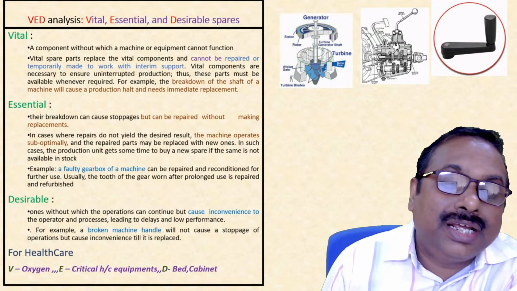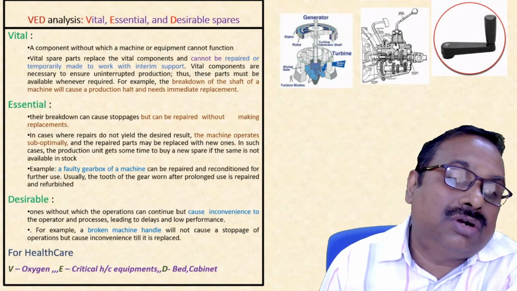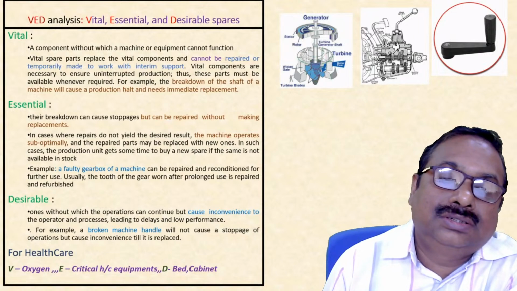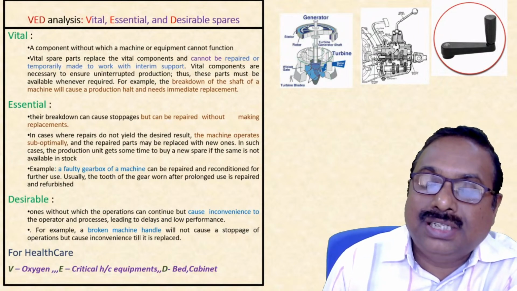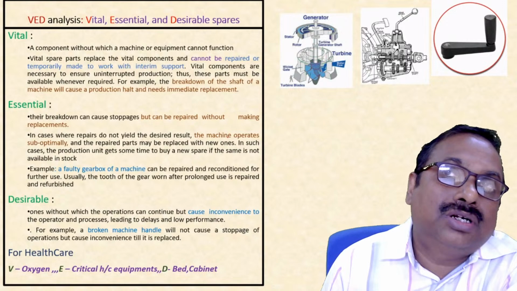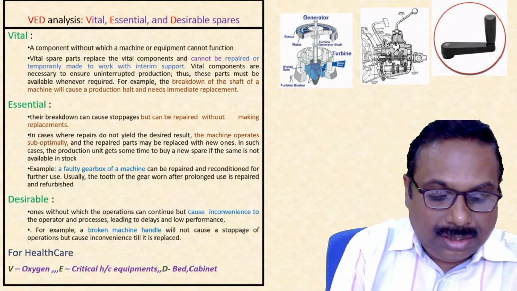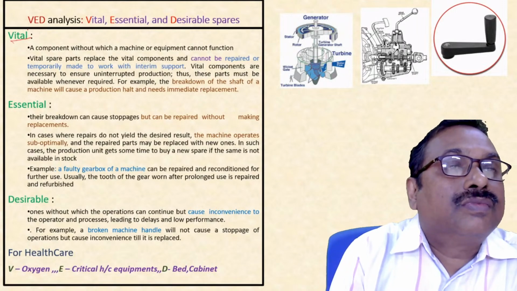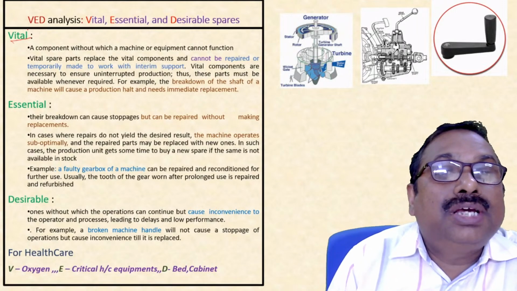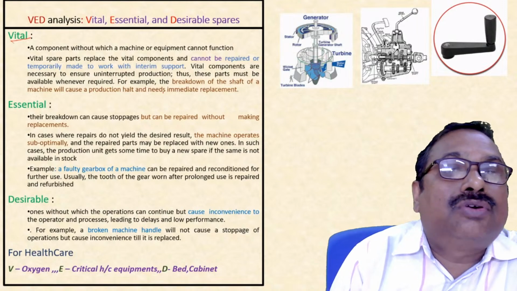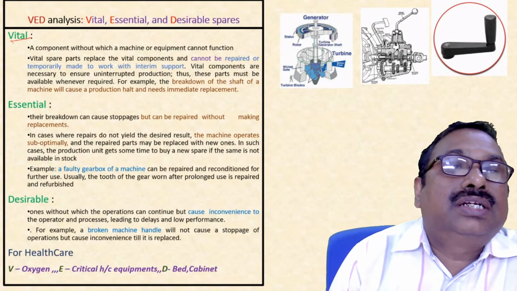Then your healthcare equipment and all, this will come under essential. Then your beds, cabinets, etc. These come under desirable. So let us see what is vital, essential, and desirable. Vital: a component without which a machine or equipment cannot function. Right? So this is vital.